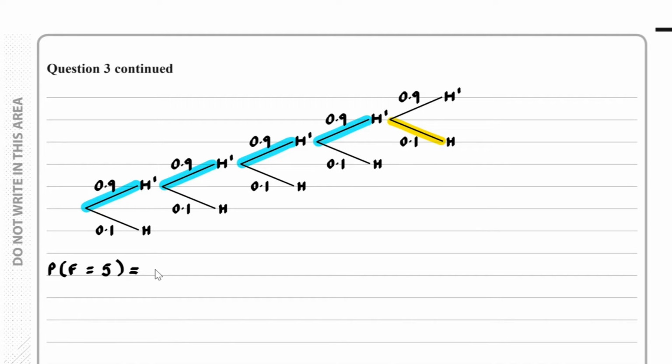So I've got here 0.9 to the power of 4 and then we multiply this by 0.1. This is when we hit it. So if we calculate what this is, we get 0.0656 as our probability.